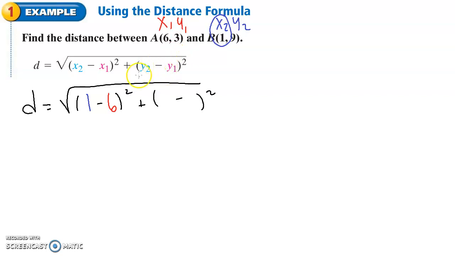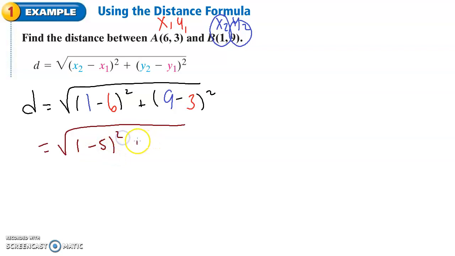squared plus y2 minus y1 is going to be 9 minus 3. Now, order of operations, we still have to follow it, so let's go ahead and simplify this the best that we can. This is the square root of 1 minus 6, which is the same thing as negative 5 squared, plus 9 minus 3, which is the same thing as 6 squared.